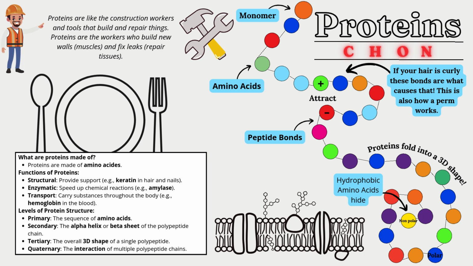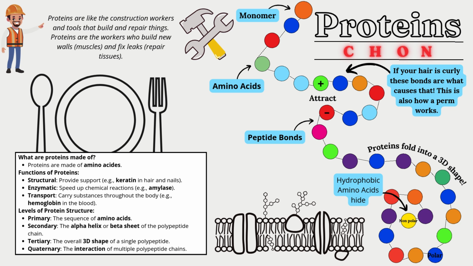And here's a little fun fact that I thought you might like. If your hair is curly, then those positive and negative bonds are actually what cause that to be curly. This is also how a perm works. If you have naturally curly hair, you just naturally have a little bit more positive and negative bonds in your keratin, which is the protein that makes up your hair, and that's what makes it curly. And if you curl your hair with an overnight style and let it dry in those curly parts, this is also why it will be curly.